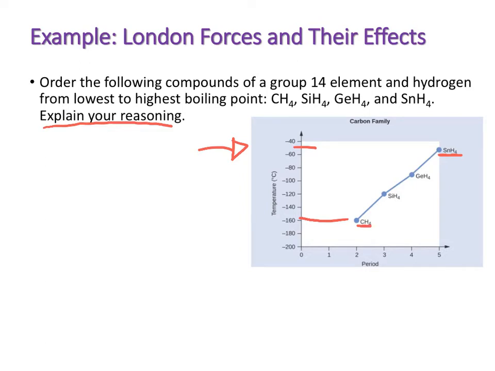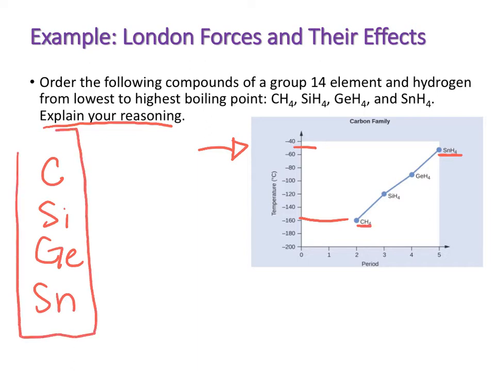Now, if we look at the order of these, carbon is actually the first in this group, and then it's silicon, and then germanium, and then tin. By group, I mean the order that they are in the group in the periodic table. So carbon is the first, so it's the smallest, right? And then tin is the biggest. So this has to do with molar mass, right?